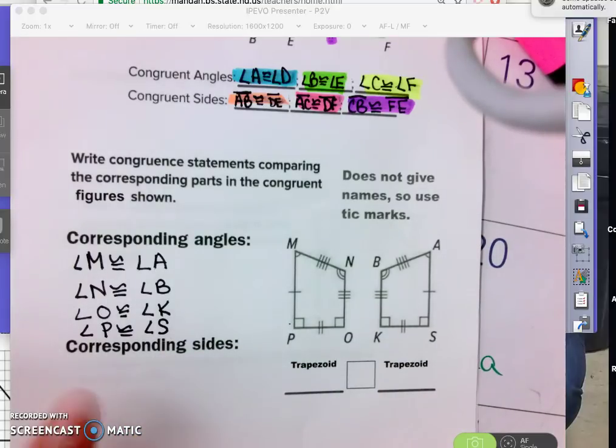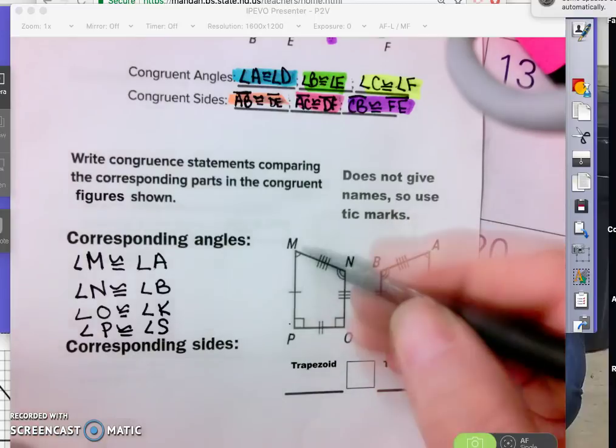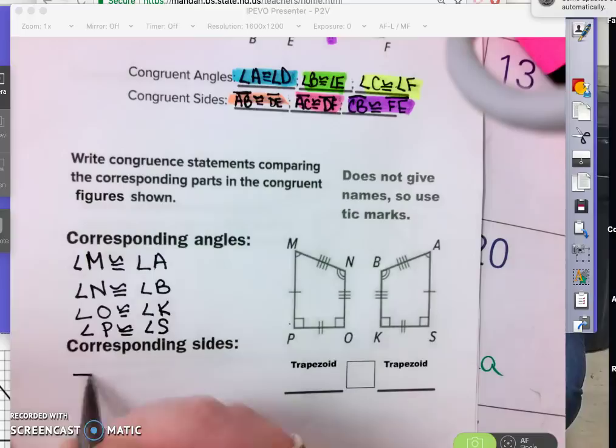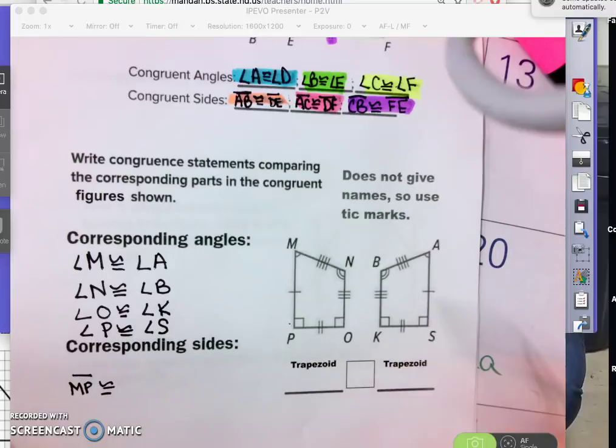Okay, then I want to go to the corresponding sides. So here I have 1, 2, 3, and 4 tick marks. So side length MP is congruent to another one that has 1 tick mark, so AS. Then I'm going to go to the 2, PO, congruent to KS.